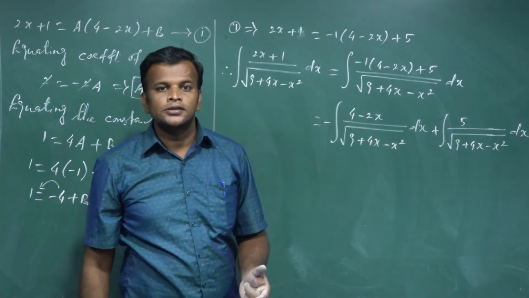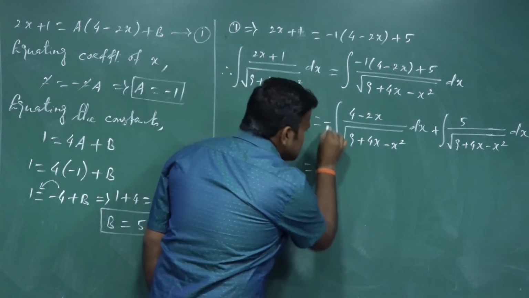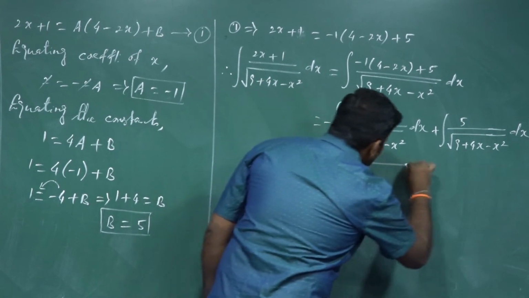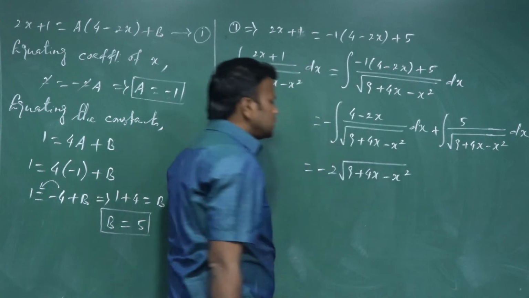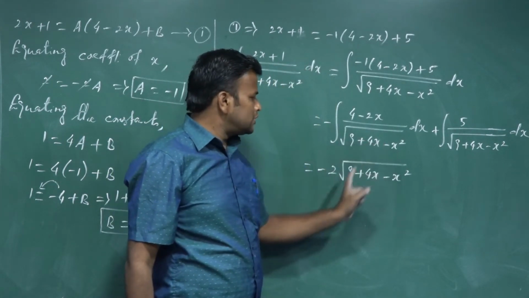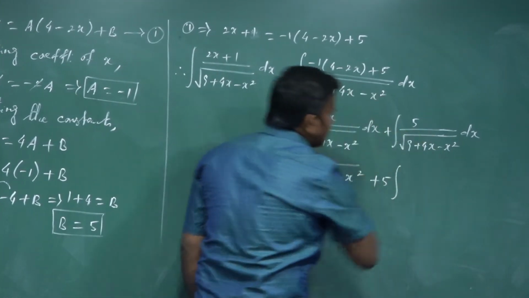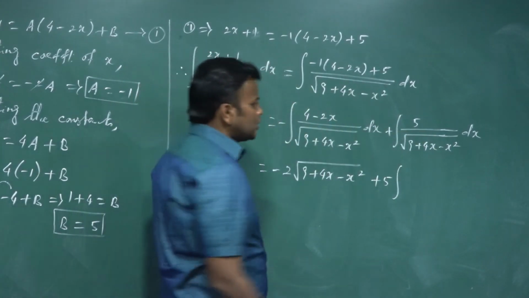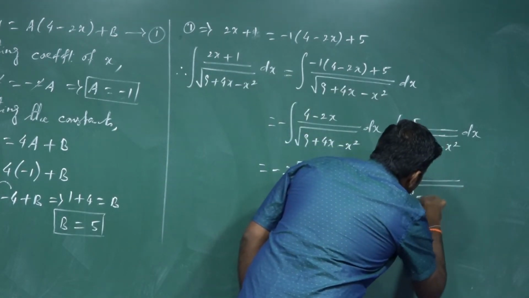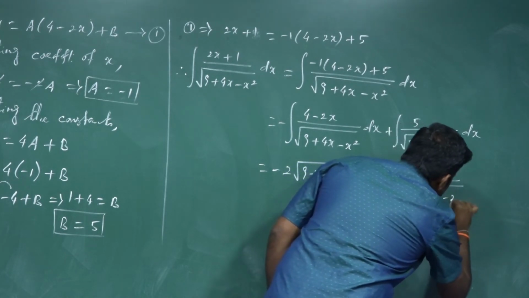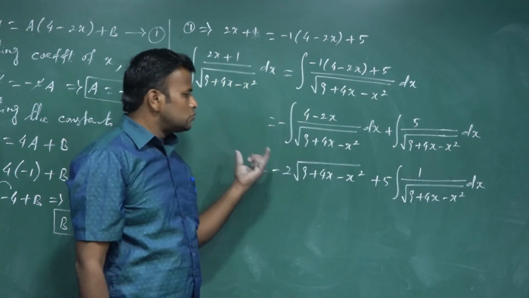Whose formula is 2 into root f of x. So you directly write the formula, minus outside there, 2 into root 9 plus 4x minus x square. Over. The second one, I will take outside the constant 5, remaining 1 divided by root 9 plus 4x minus x square into dx. So the first one integration is over.